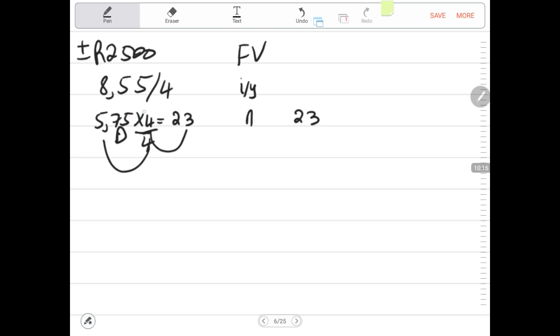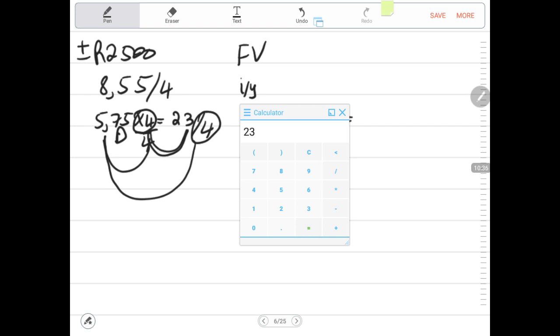Take note, we multiplied by 4 in order to get to 23, then we need to divide by 4 in order for us to get before the multiplication took place. So now that means we need to divide by the number of compounds in a year, which is 4 compounds in a year. Therefore now we'll say 23 divided by 4.